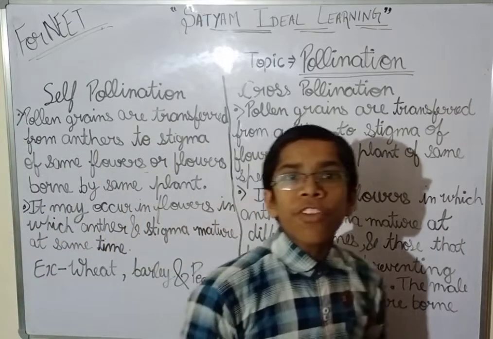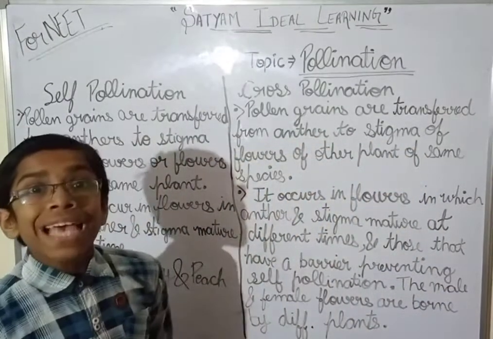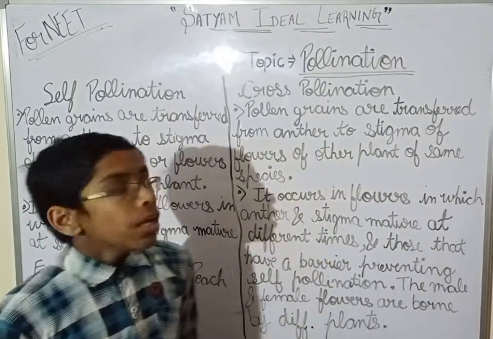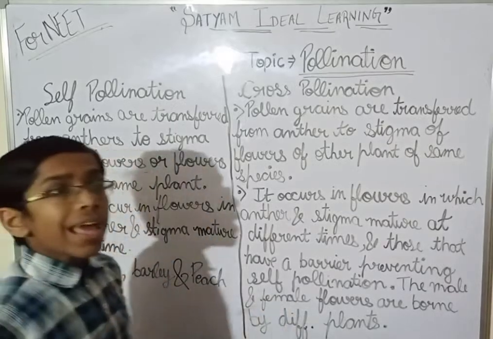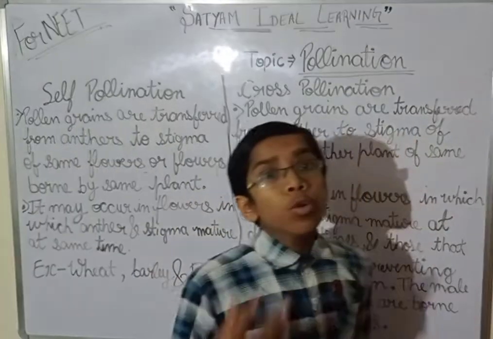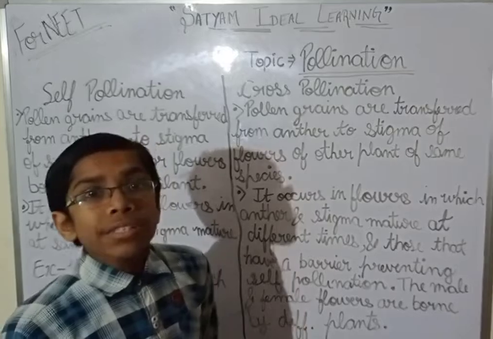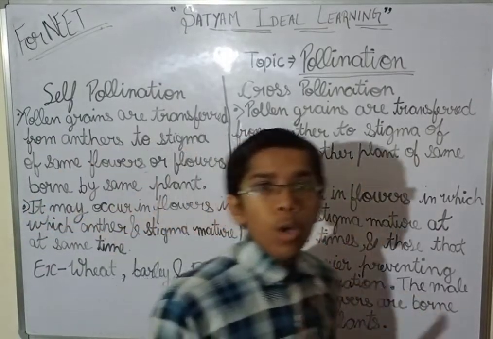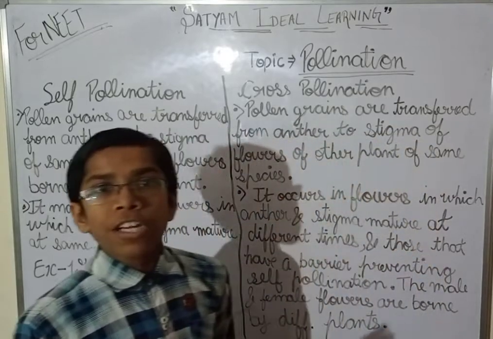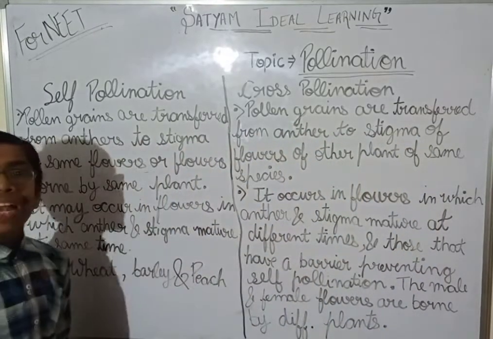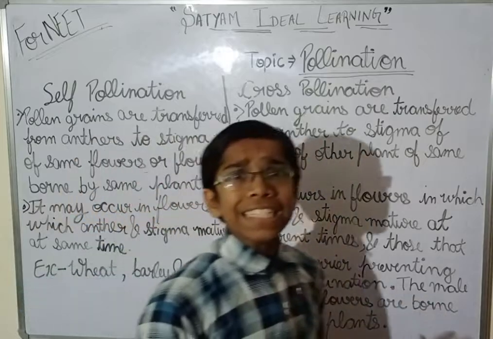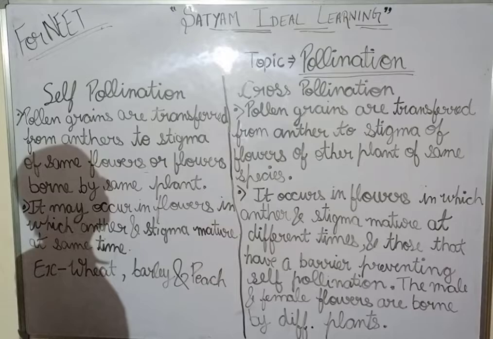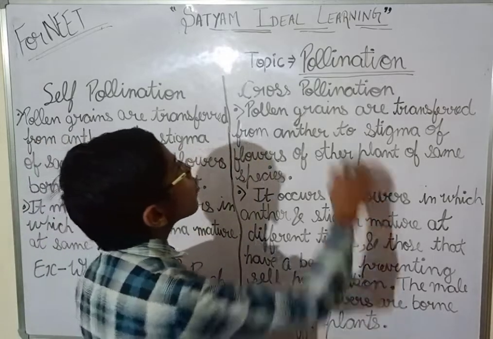A unisexual flower is that flower which has either gynoecium or androecium. A flower which has both reproductive organs, gynoecium as well as androecium, is said to be a bisexual flower. I think this must be clear. Alright, come on, what is pollination?